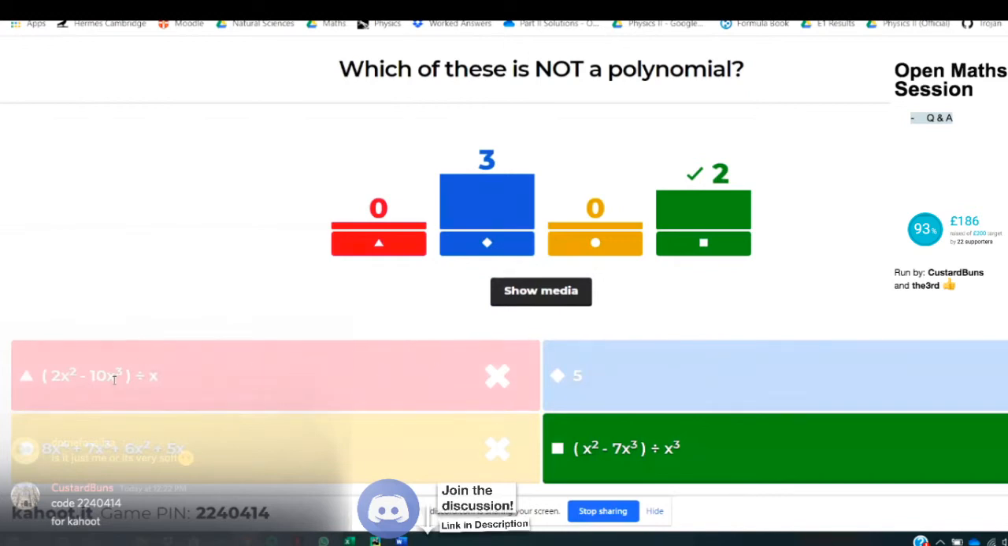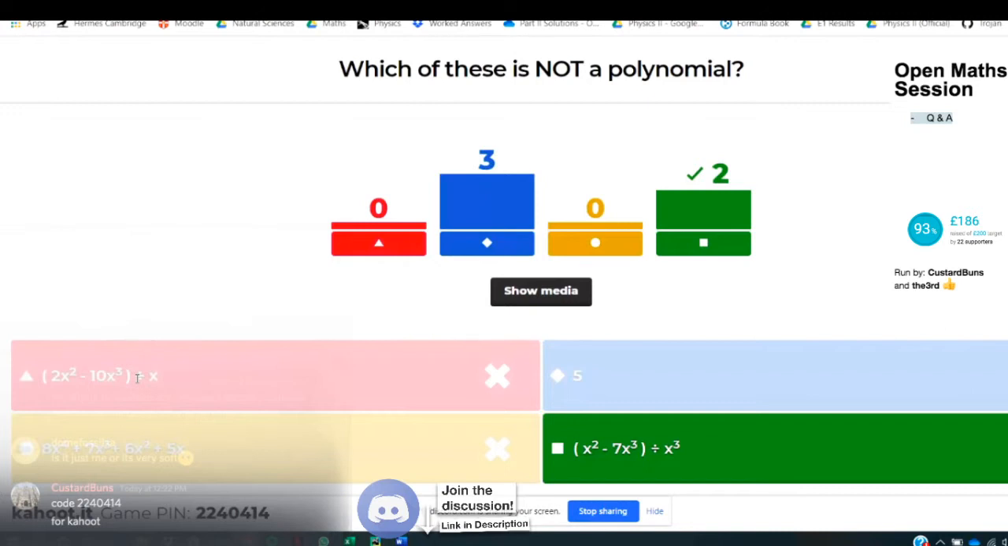So in the case of the red option, we had 2x squared minus 10x cubed all divided by x. Once you divide by x, you end up with just 2x minus 10x squared. And since both of those x terms are to the power of a positive value, we know that's a polynomial. In the case of the yellow one, which no one clicked, it's a pretty standard polynomial. We have a bunch of terms with respect to x, the power of a positive number.